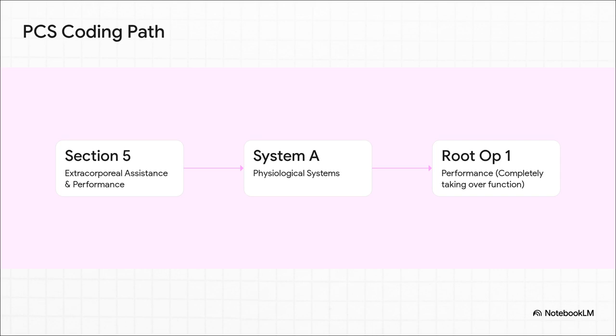Mechanical ventilation goes straight to root operation 1, which is performance. Why? Simply because mechanical ventilation is completely taking over the physiological function of breathing for that patient. It's not just helping out, it is literally performing the work for them.